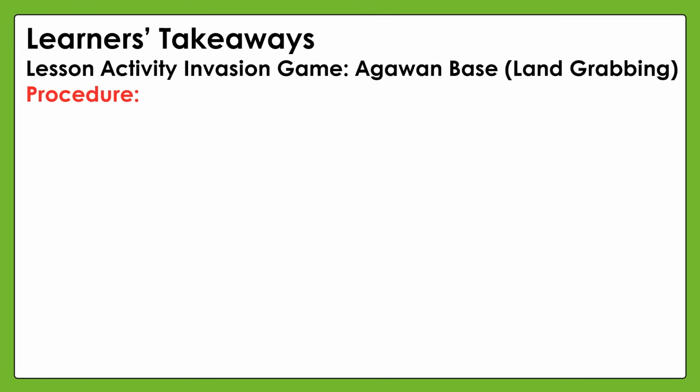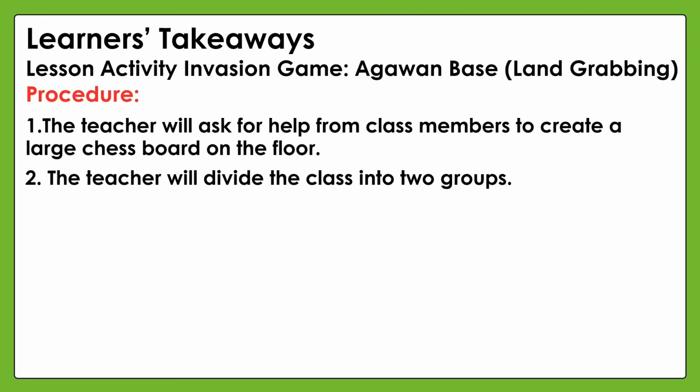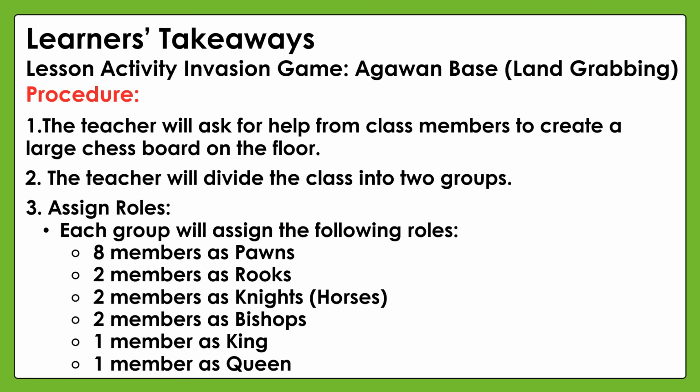For our learners' takeaways, the teacher will ask for help from class members to create a large chessboard on the floor. The teacher will divide the class into 2 groups. Number 3, assign roles. Each group will assign the following roles: 8 members as pawns, 2 members as rooks, 2 members as knights or horses, 2 members as bishops, 1 member as king, and 1 member as queen.